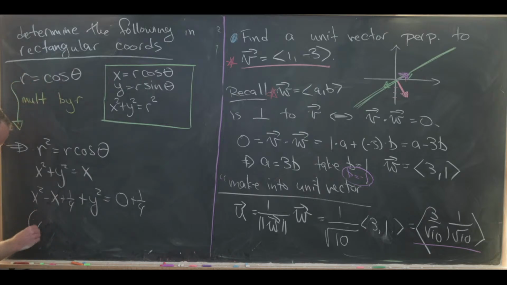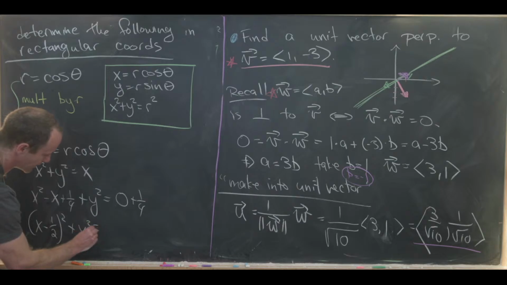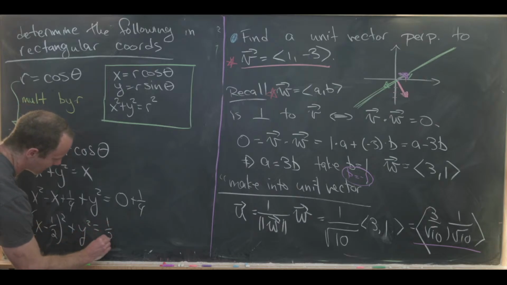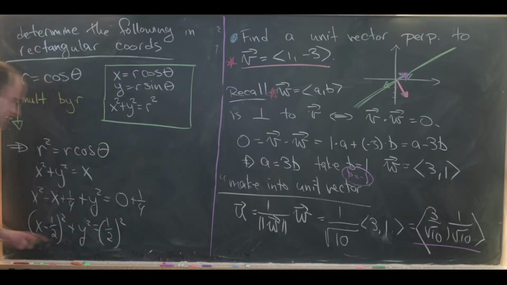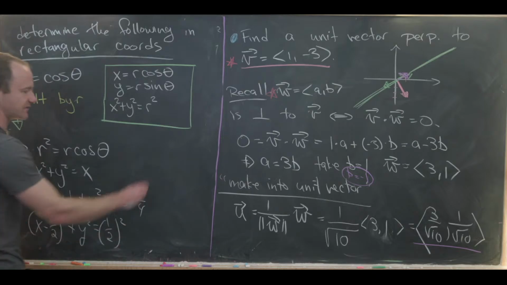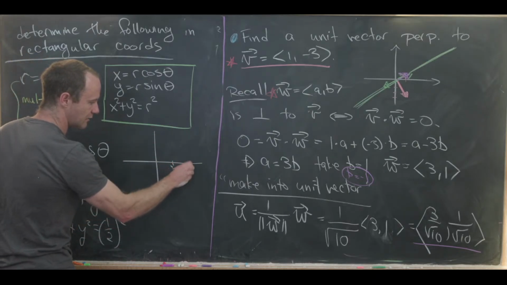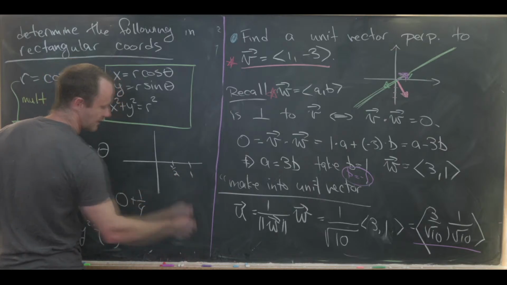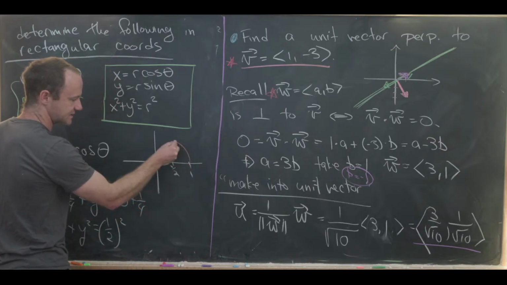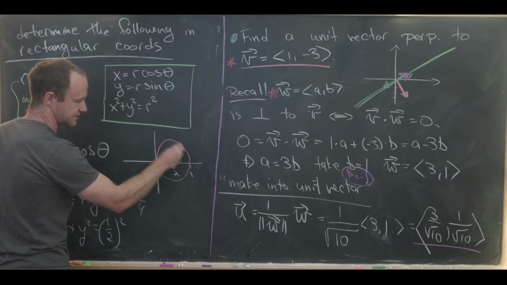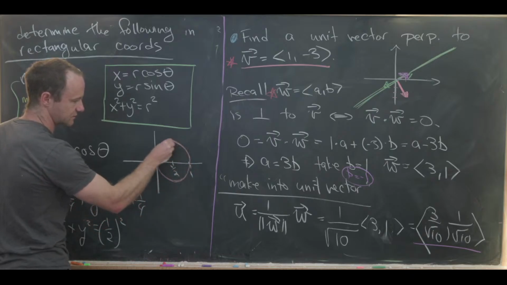And that makes this thing factor like x minus half squared plus y squared equals quarter, but I'll write that as half squared, just so that we can see that is a circle with a center of half, 0, and a radius of half. So if we put a half there, we put a 1 there, then this is a circle like this. This is a terrible circle.